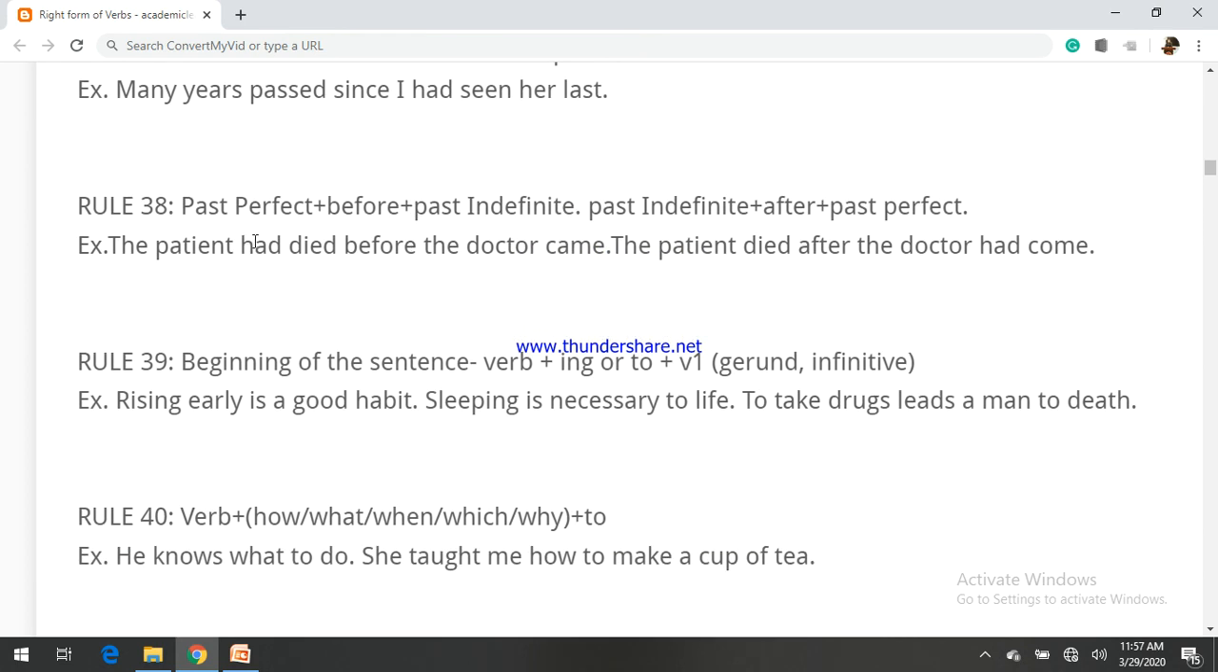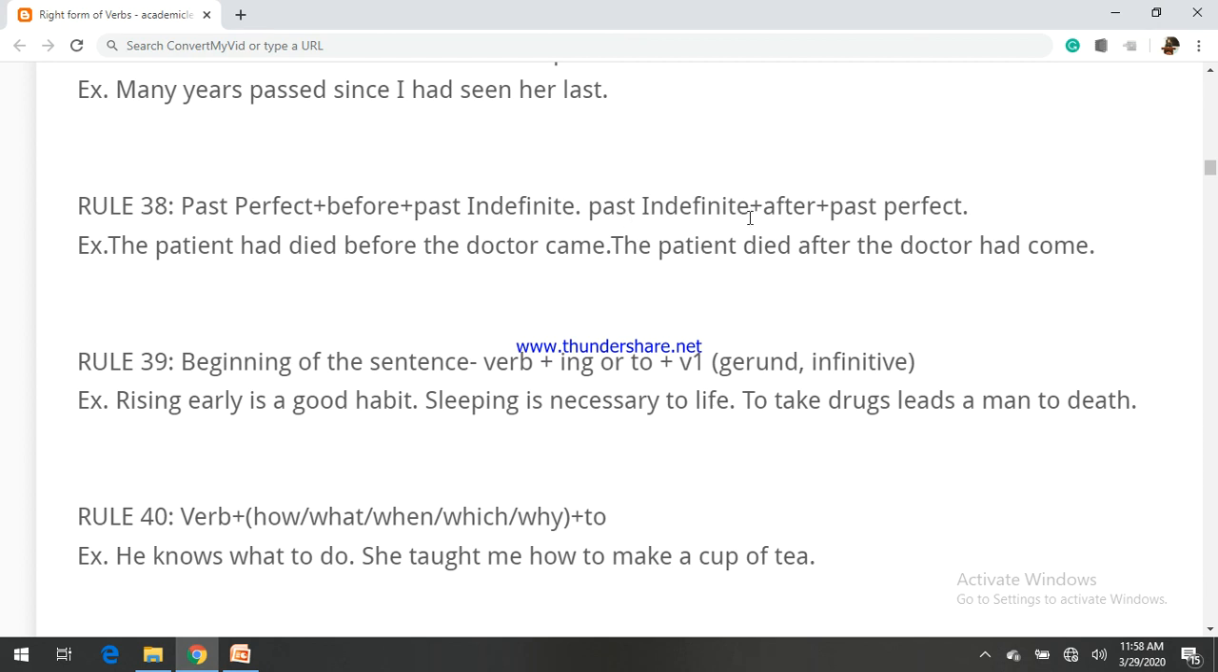Rule 38. Let's see, past perfect plus before. Past perfect plus before plus past indefinite. That means after the word before, past indefinite, and before the word before, past perfect.